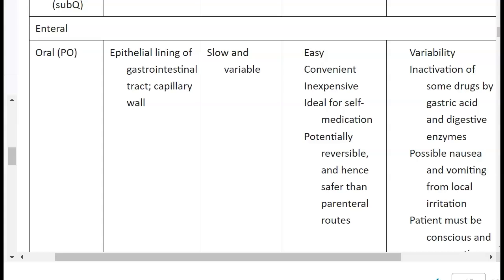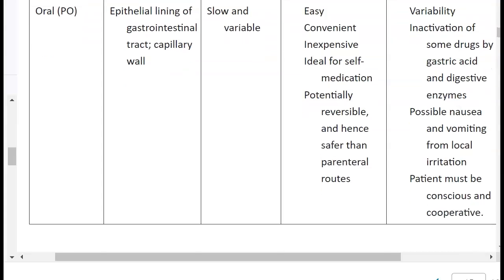The enteral route, okay, barriers could be the epithelial lining of the GI tract or the capillary wall. It can have a very slow and variable onset, but it's easy, it's convenient, it's typically the most common form of drug, so they tend to be inexpensive. We can give them to ourselves, and there's the potential for a reversal. But again, their variability is there. They can interact with other drugs, can cause nausea or vomiting from local irritation, and the patient has to be conscious and cooperative.